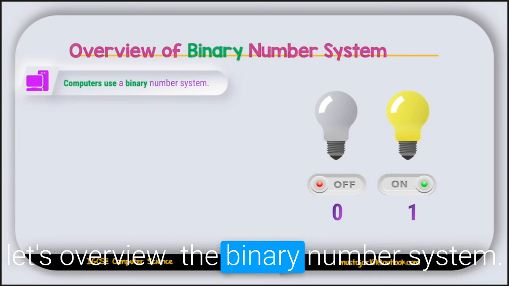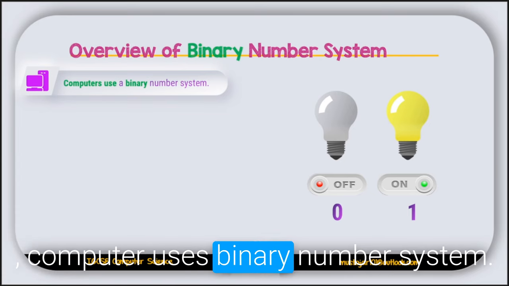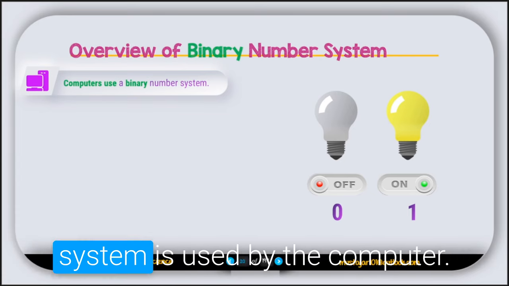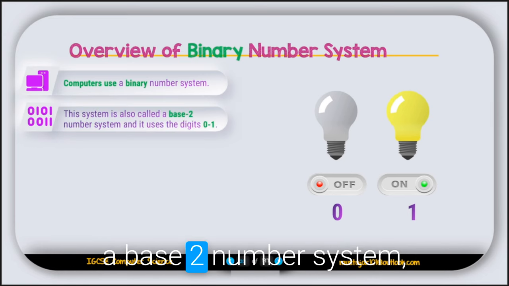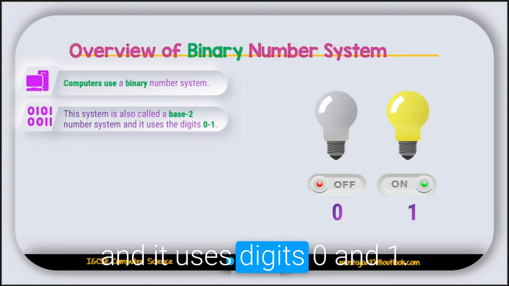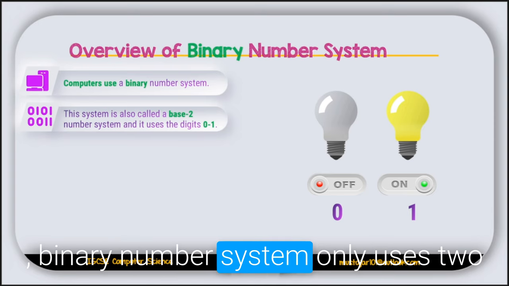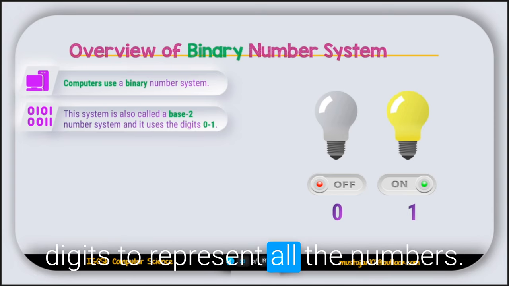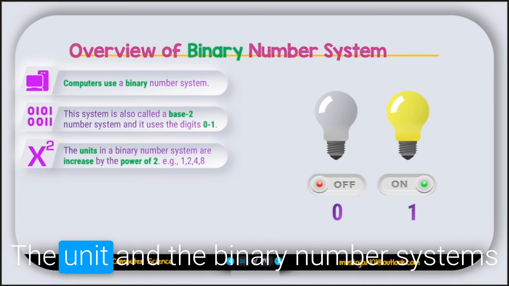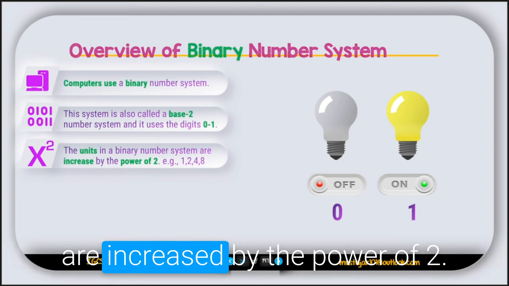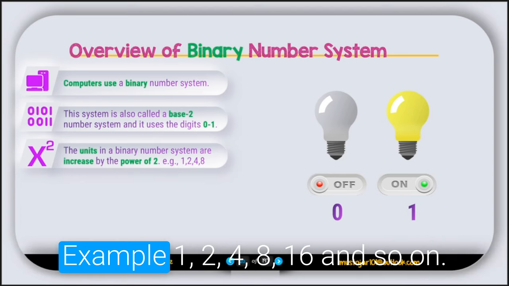Now let's overview the binary number system. Computers use the binary number system. This system is also called the base 2 number system and it uses digits 0 and 1. Binary only uses two digits to represent all the numbers. The units in the binary number system increase by the power of 2, for example 1, 2, 4, 8, 16, and so on.